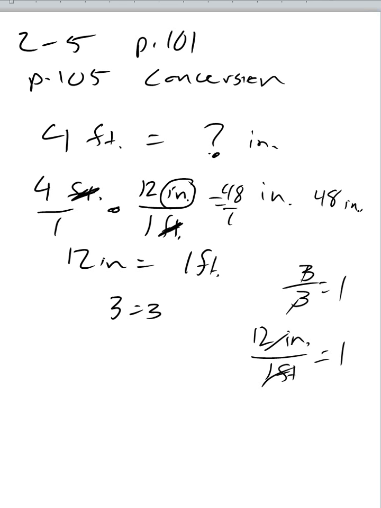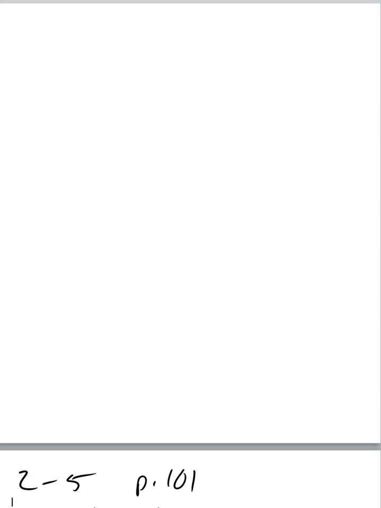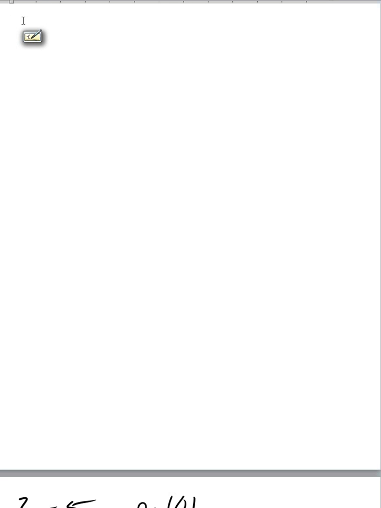So let's do a bit of a crazy one. I'm going to use a bigger sheet of paper because there's not enough room left here. Let's say you're on the interstate, and you know that you can go 75 miles per hour, and you want to know how many feet per second that is. 75 miles per hour. How many feet per second is that?